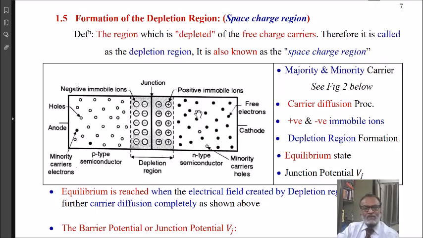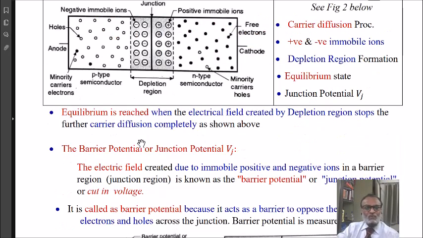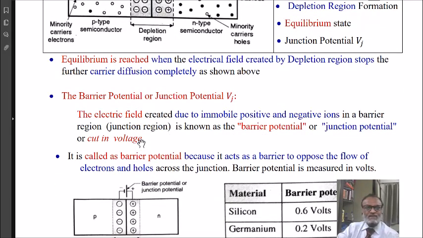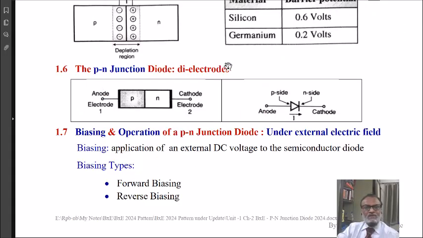The process of diffusion will be stopped when the field created by the depletion region counterbalances the density gradient field. And this happens at a depletion potential of 0.6 volt in silicon and 0.3 volt in germanium. This potential is also called the barrier potential or junction potential, also called the cut-in voltage of a PN junction.